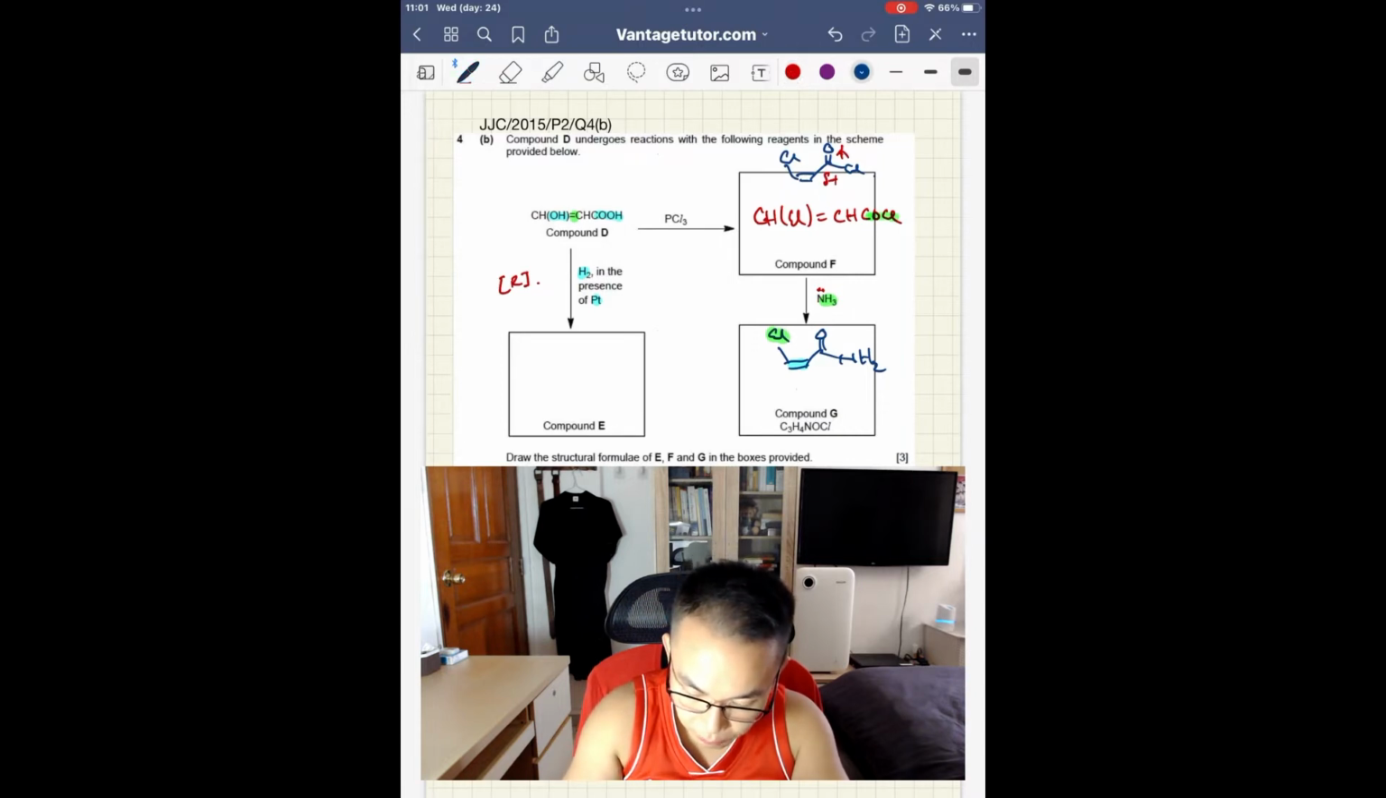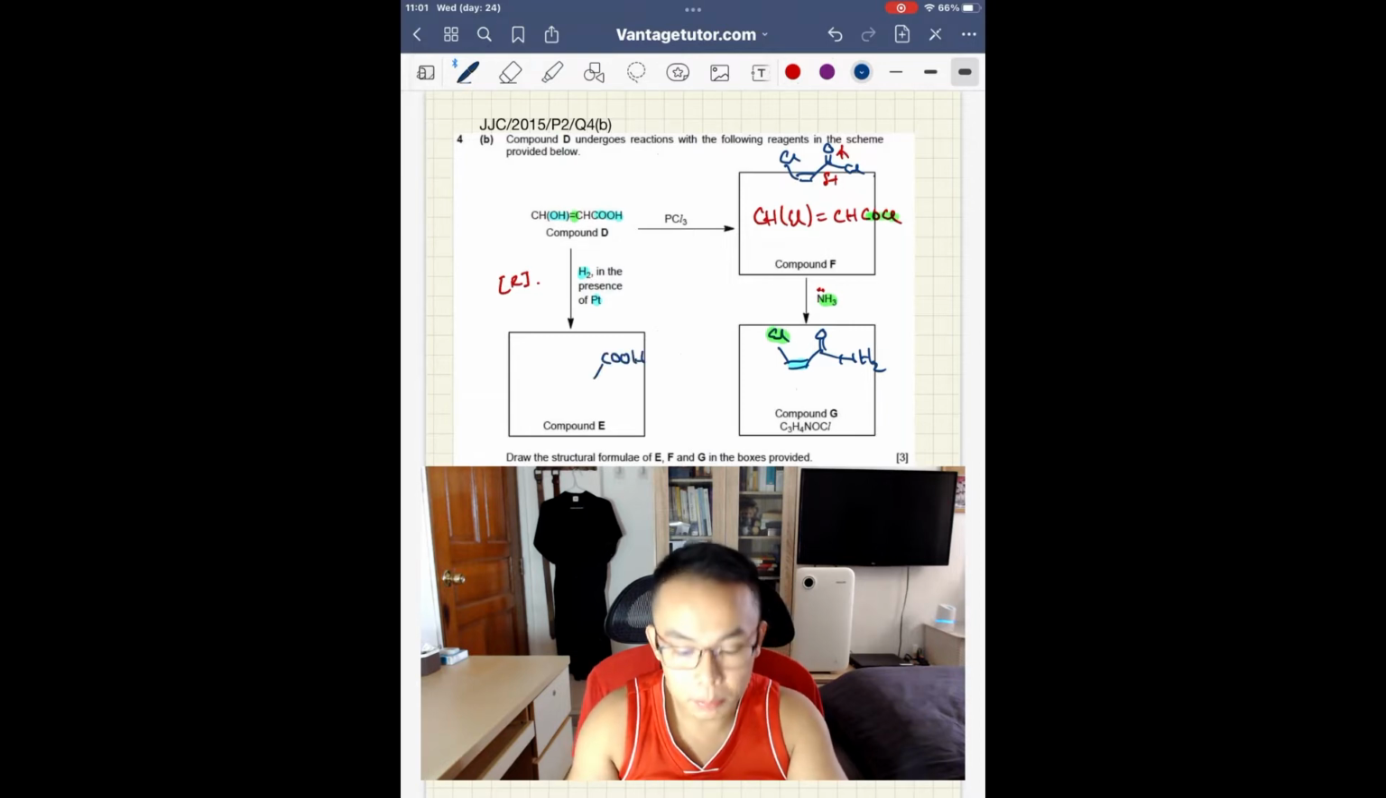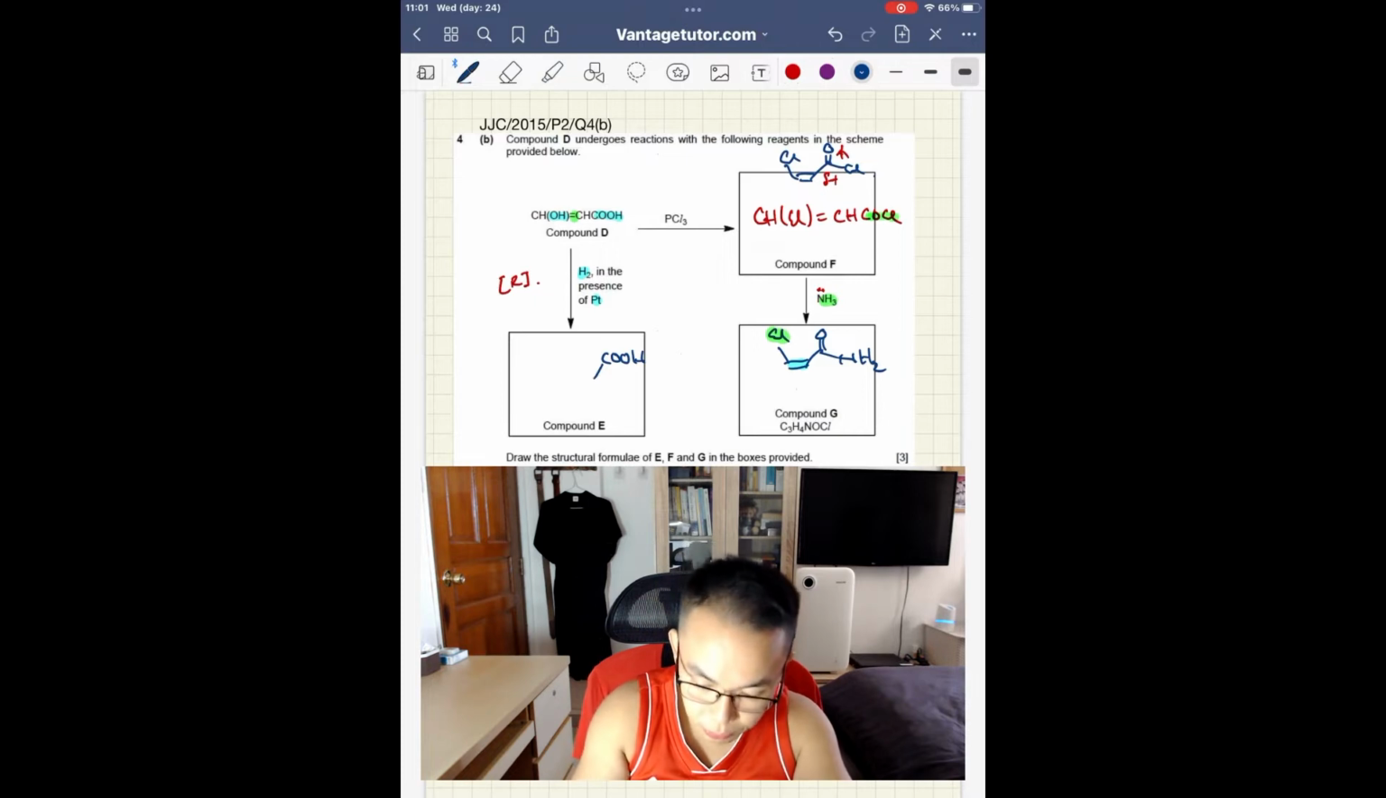So I have my C=O OH over here, but at the same time I have my alkene double bond, which I know will be reduced, so it becomes an alkane, and then my alcohol remains the same. My OH remains there, so basically I'm just adding an H here and an H here.